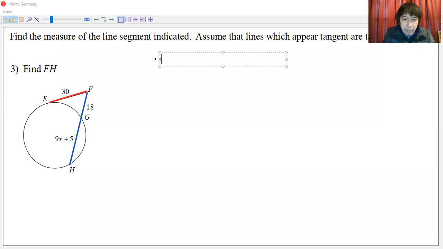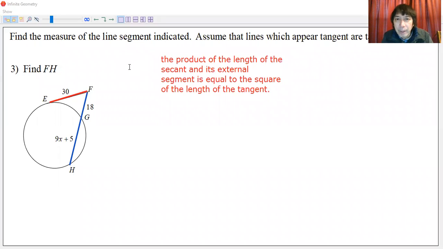We'll still be using this theorem, which is in the memory. The product of the length of the secant and its external segment is equal to the square of the length of the tangent, which we actually used in the first number. So the same formula that we can use. So we can now have FH. Here's our working equation. The external segment of the secant is FG. Let's use capital letters, FG.